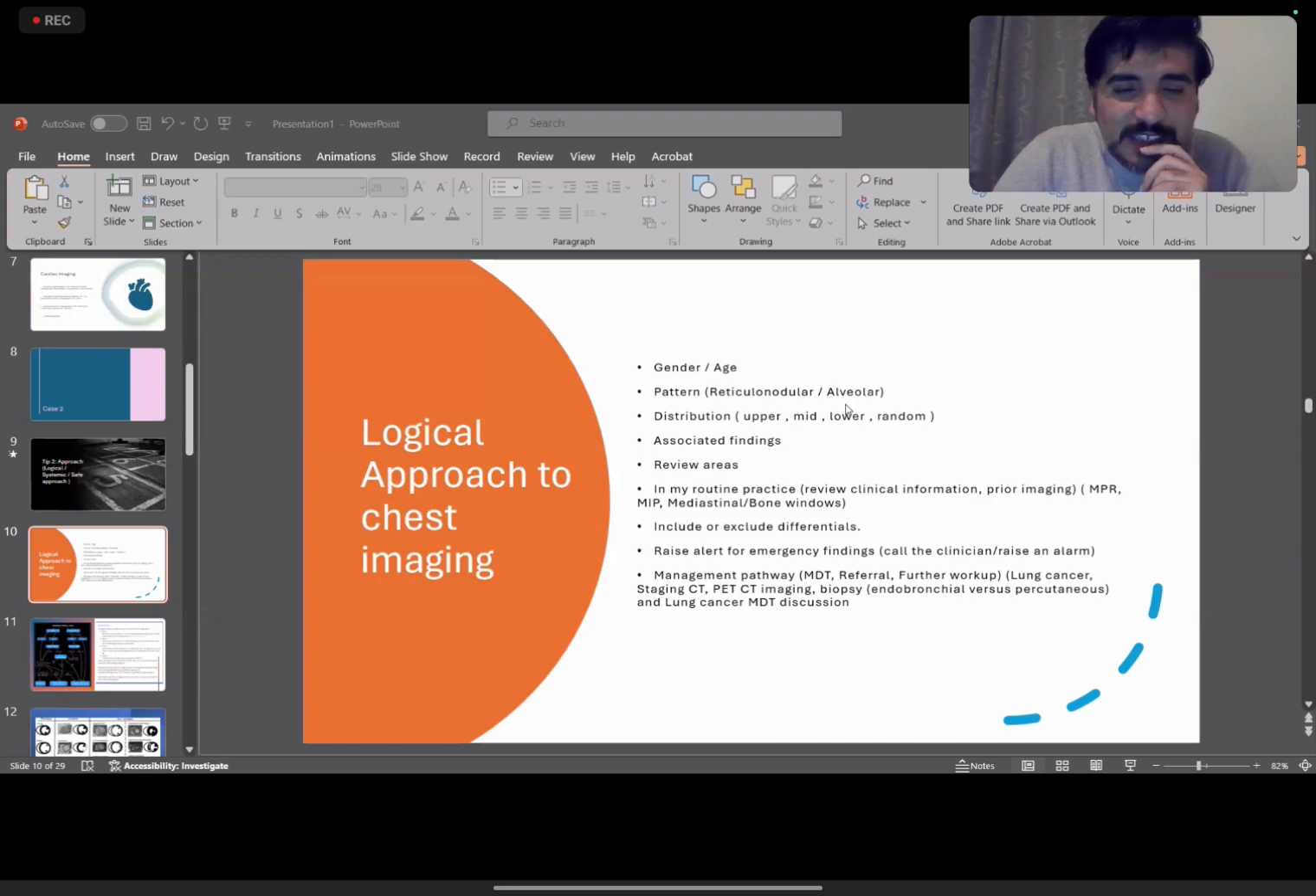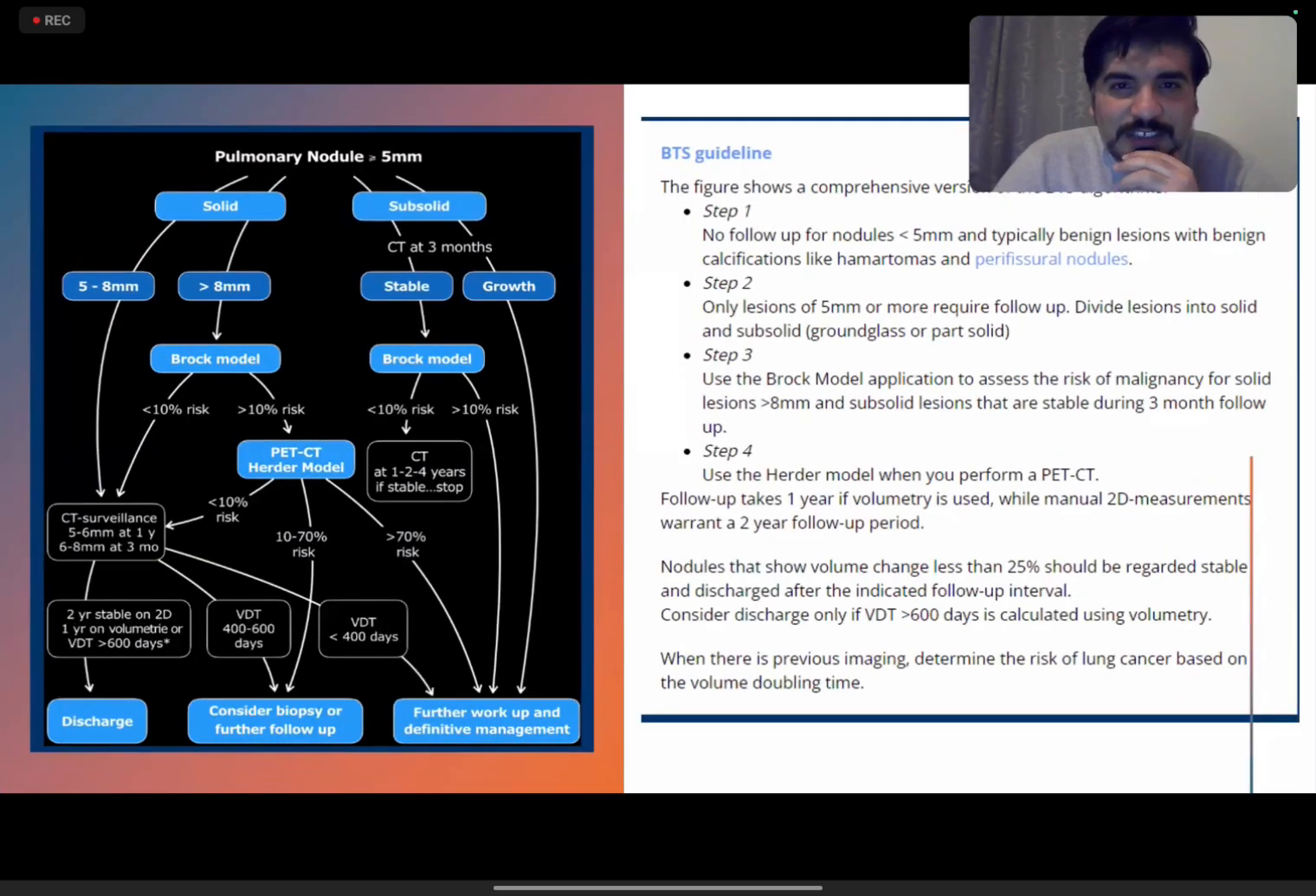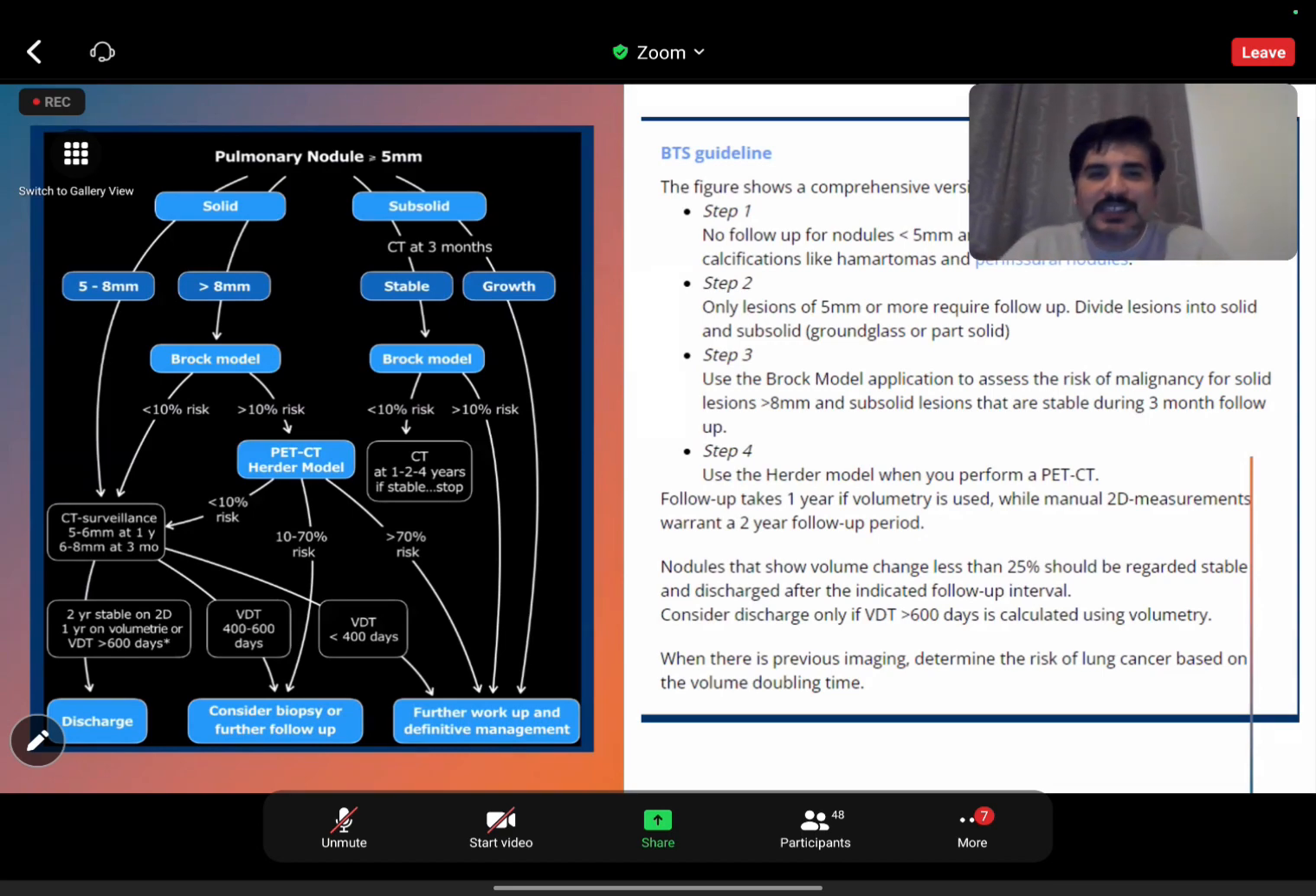So we have discussed these things. So these things are really important in UK for the chest imaging. There are certain things which I would like you to focus on, which are BTS guidelines. You should know about these BTS guidelines as well.